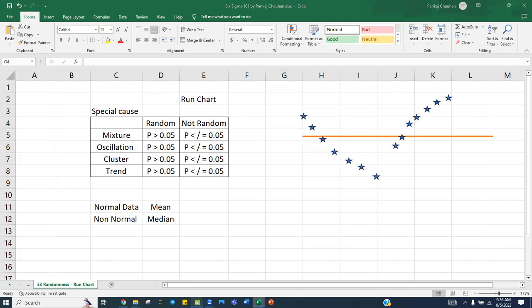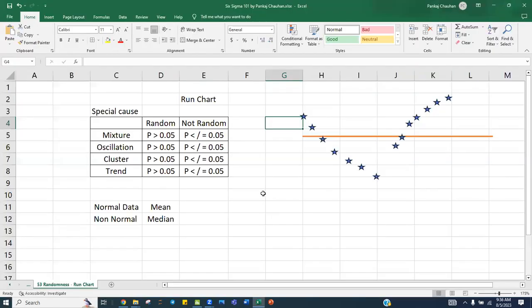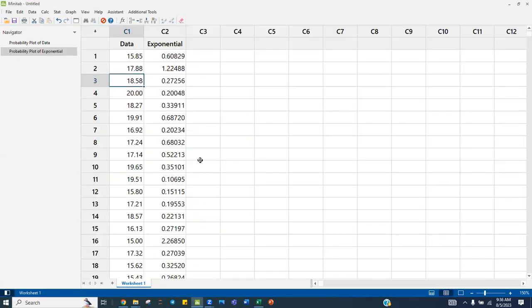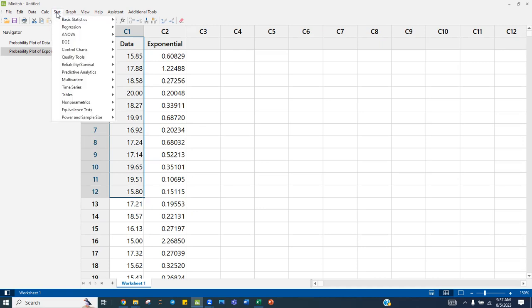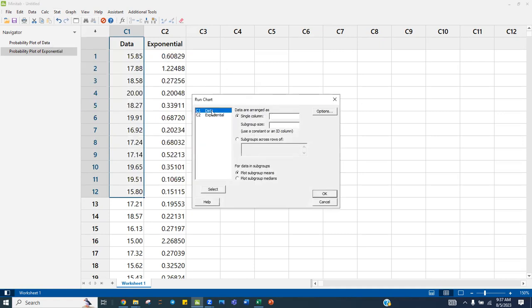So suppose here I have some data. Let me see in Minitab. I have this data here, and I want to check the randomness. Maybe first I will check the randomness of the normal data. We'll go to Stat, then Quality Tools, and select Run Chart here. We use the run chart to check the randomness. Click OK. Select your data.